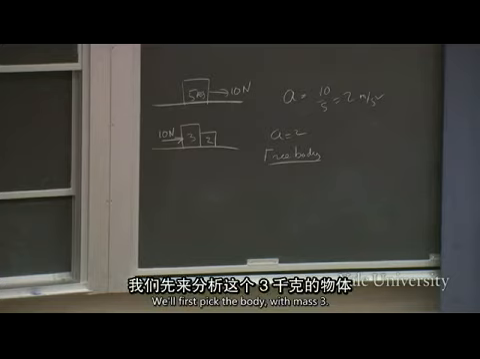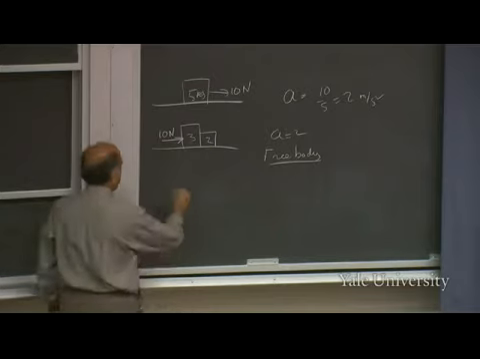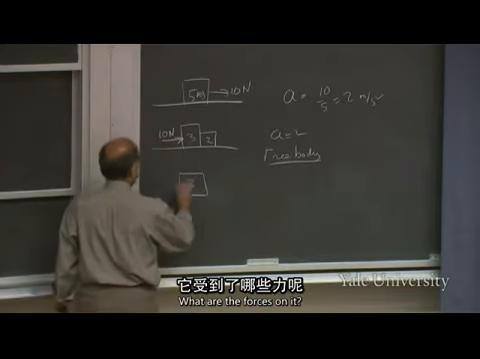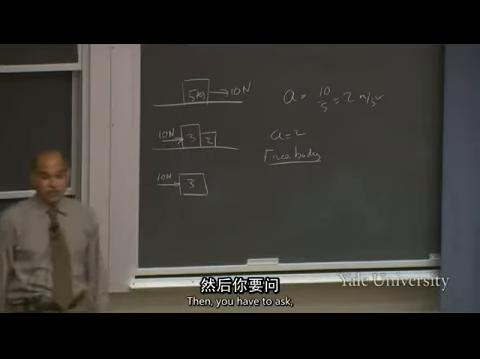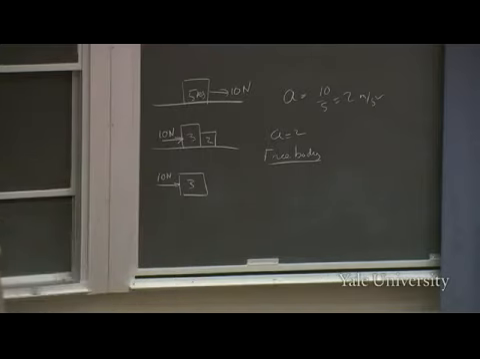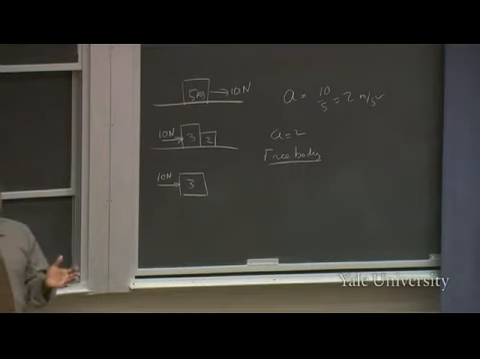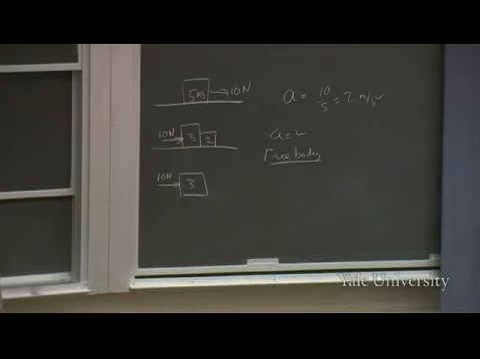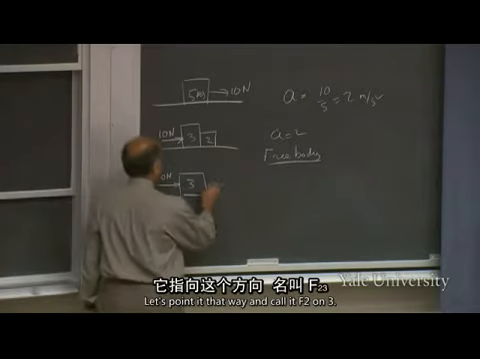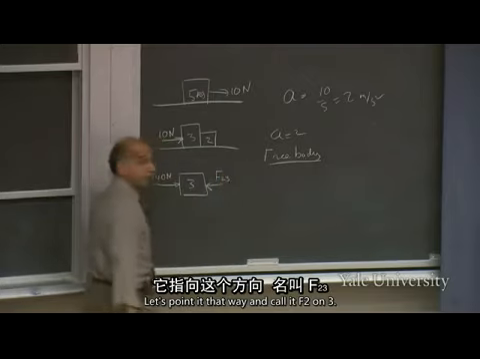So we'll first pick the body with mass 3. Here's the body of mass 3. What are the forces on it? This is certainly acting on it. Then you have to ask, what other force is acting? So here is where you have to think. Anybody want to guess from the last row what force? Yes? The reactive force of 2 on 3. Right. So let's give it a name. Let's point it that way and call it F2 on 3.